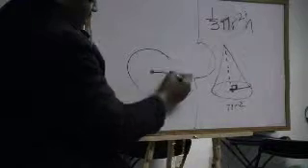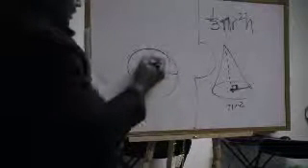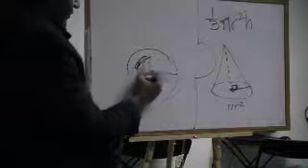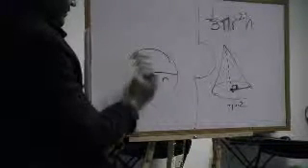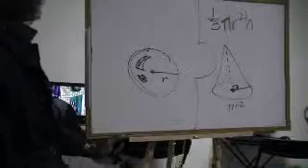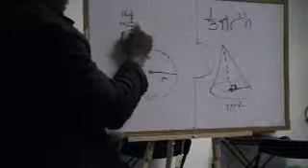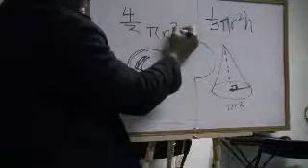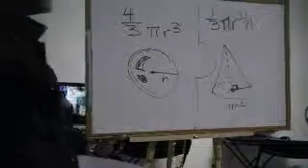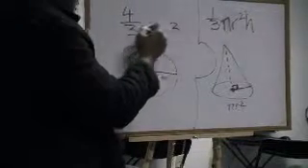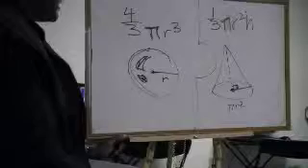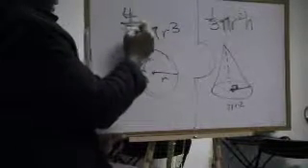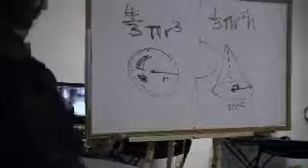Finally, for the sphere, there's only one dimension you need to know, and that's the radius. So this is a sphere. If that's a sphere, all you need to do is 4/3 pi r to the third. And that would give you the volume. So pi is already fixed, you know that. It's 4/3, then times pi, then times radius cubed.